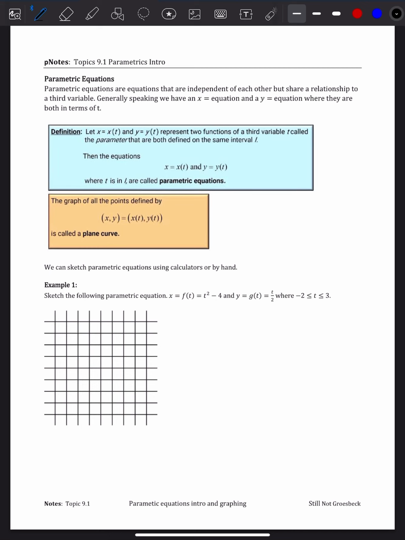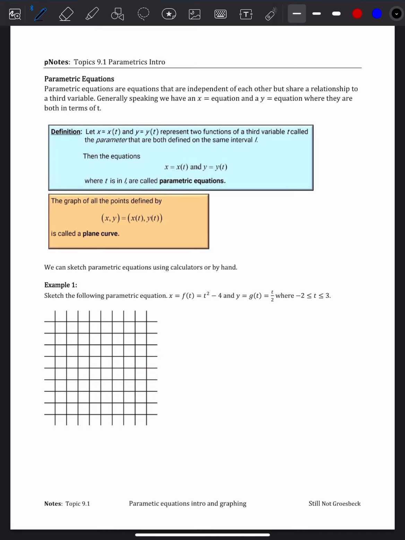We're going to talk about sketching things by hand. We can also do it in the calculator, but for the AP test, we shouldn't have to switch modes of our calculator. We are going to learn how to do it eventually, though.